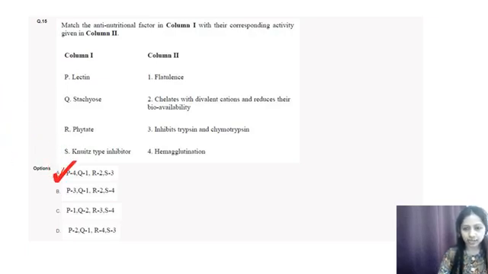Whereas stachyose is an oligosaccharide, and other oligosaccharides like raffinose are known to cause flatulence. So option number Q will cause the flatulence. Next, phytate. Phytate is an anti-nutrient which chelates the divalent cations and reduces their bioavailability. And Kunitz type inhibitor inhibits the trypsin and chymotrypsins. So option number A, that is P4, Q1, R2 and S3, is the correct option.